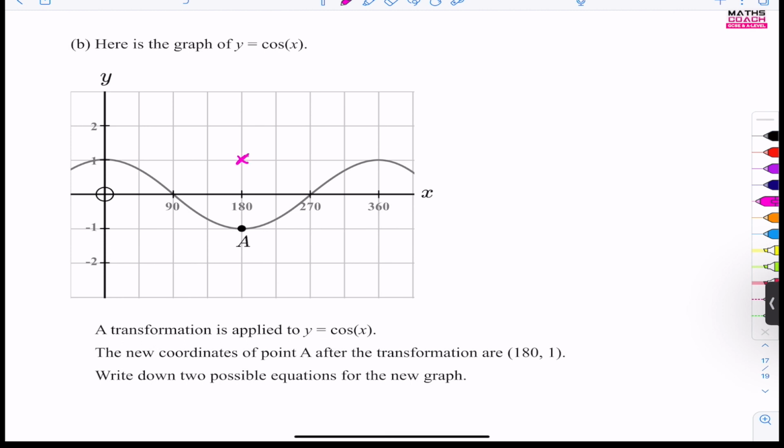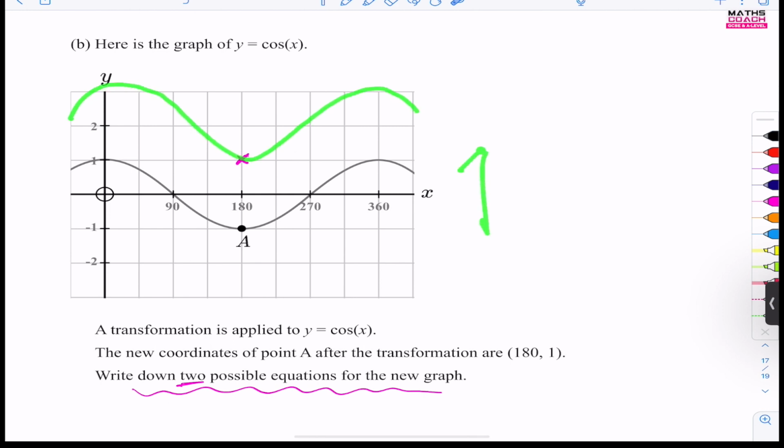How could this have been? So you write down two possible equations for the new graph. So two different ways. The first one is, it could have just gone up as a shift. So, this could have been something like this. Okay, so it could go up by from here to here. So it's going to have to go from -1 to +1.